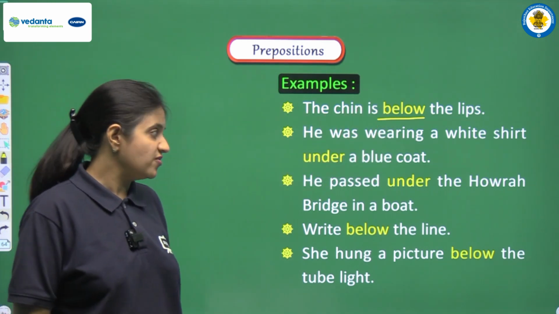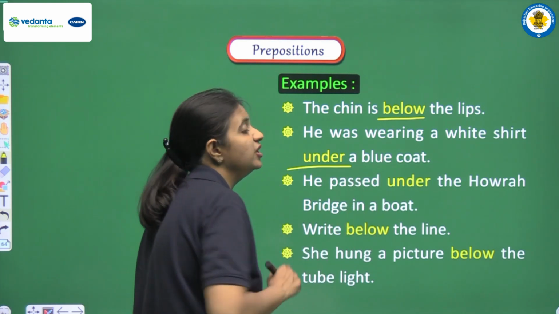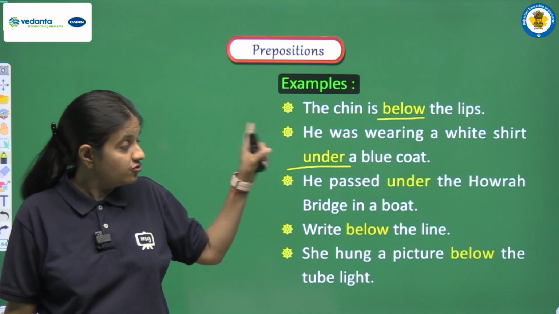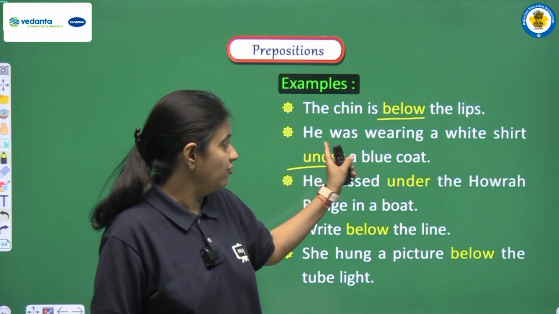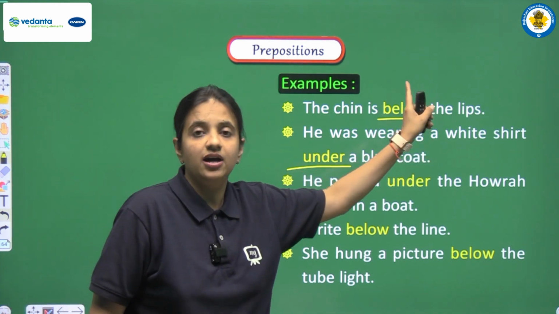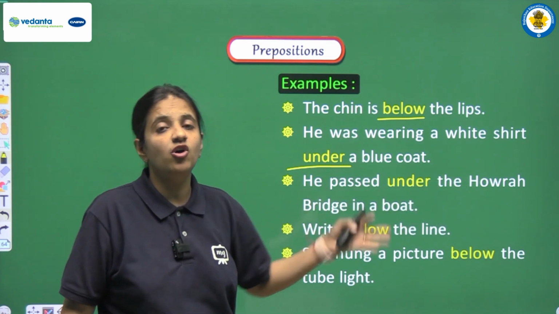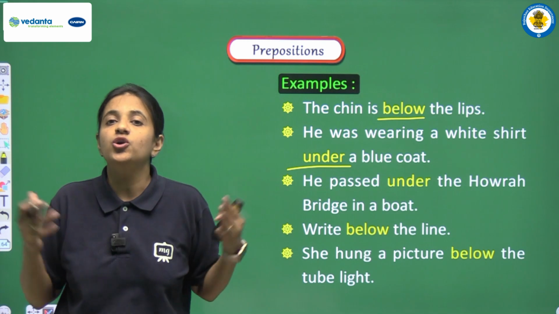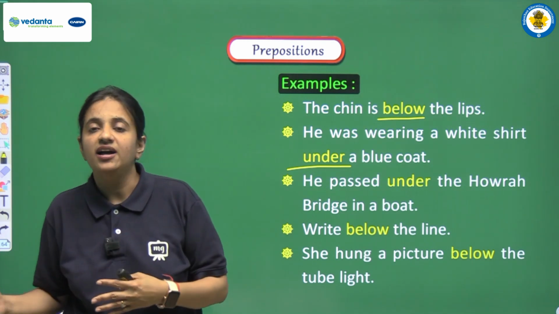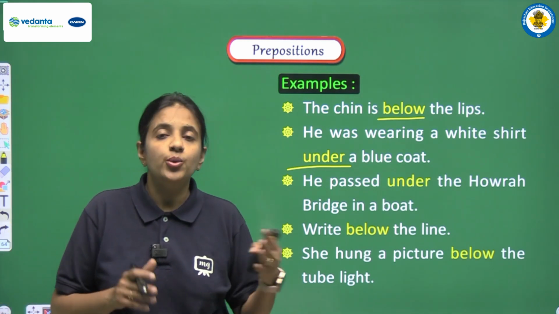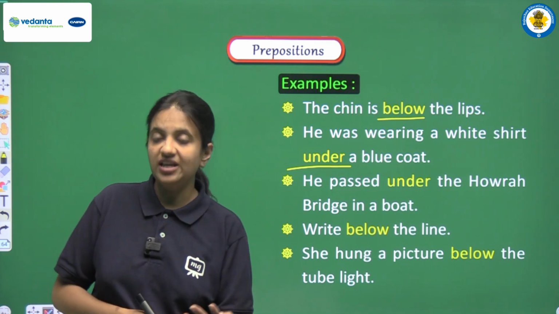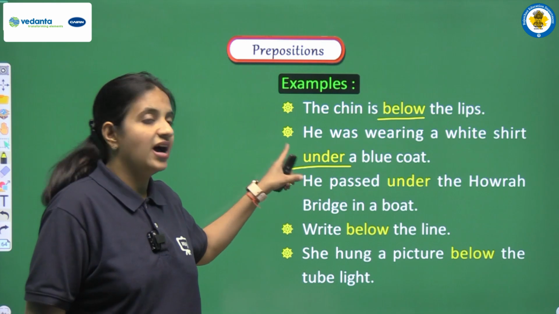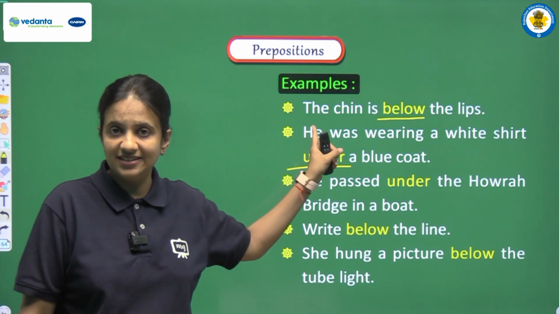Next is, he was wearing a white shirt under a blue coat. So now in this sentence we are using under. Why? Because we are showing that there was one person and he was wearing a white shirt, and that shirt was completely covered by a blue coat. Because ab shirt ke upar coat pehen lenge, so wo jo coat hai wo kya karega, that will cover the shirt. So here we have the meaning of covering. Here we have this kind of idea to cover up. So this is the reason we are using under in this sentence.